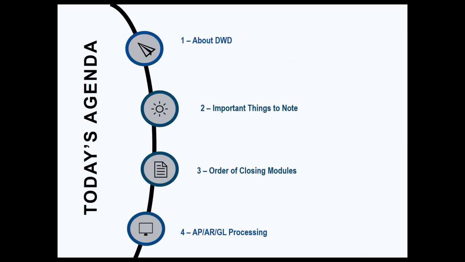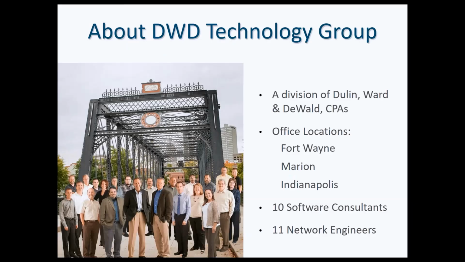Today's agenda, what we're going to do is talk a little bit about DWD. I am recognizing a great number of names that are showing up here on the registration list. Some of you folks I am not familiar with, so we'll give you a little overview of who we are. We'll talk about a couple of important things that we want to be aware of, and then we'll talk a little bit about what we want to do for year-end for accounts payable and receivables and general ledger, and even a little bit of inventory as well.